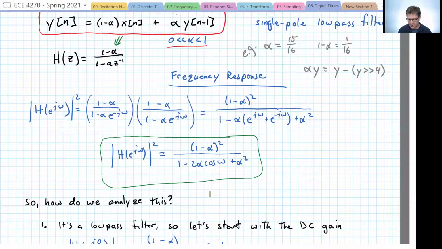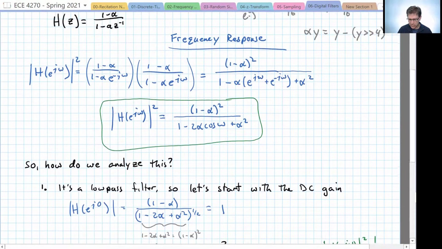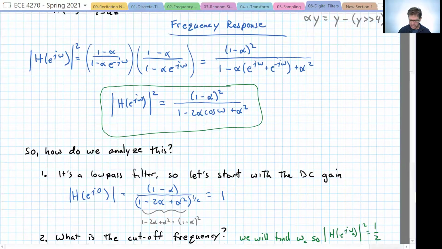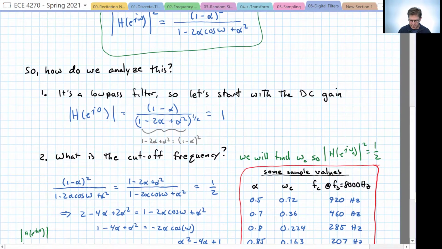So the first thing we're going to do when we analyze something like this is find out what its DC gain is. In other words, when we put in omega equals 0, what do we get out? Well, that's nice. We get out a value of 1. So DC gain is 1. As a low-pass filter, that means that the low frequency gain is likely near 1, which is what we would want.